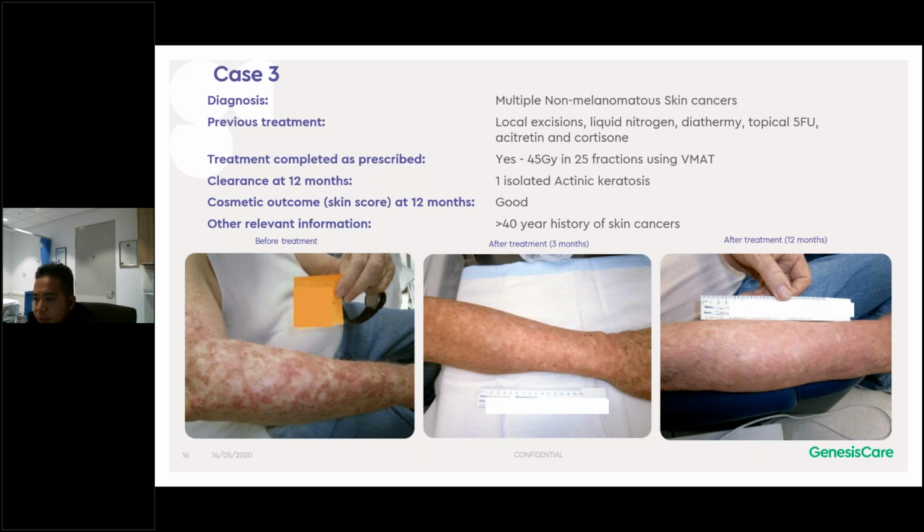And then after 12 months, you see that the skin is becoming less tight with fewer changes, and then fairly clean from any of these solar keratosis or SCC in situ. I think it was reported they did have one isolated actinic keratosis on the skin, which probably can be managed with a topical treatment. So that's another example of the arm.